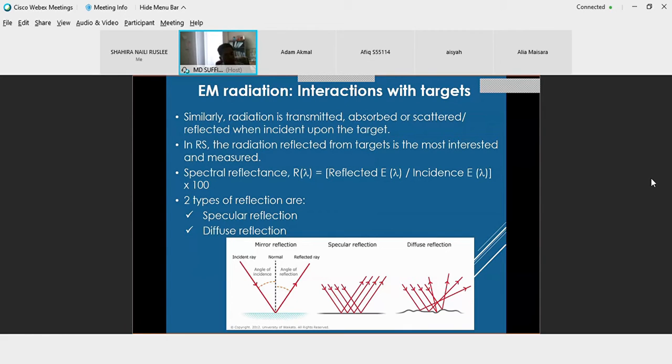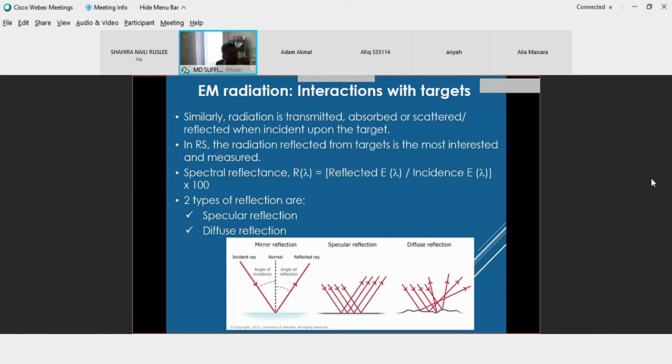So dalam remote sensing biasanya, kita tak tengok kepada specular reflection. Specular reflection dia tak bagi apa-apa info lah. So biasanya kalau you nak tengok the characteristic of the objects, we need diffuse reflection. Diffuse reflection will give the properties of the object on the ground, because it will reflect in many direction.